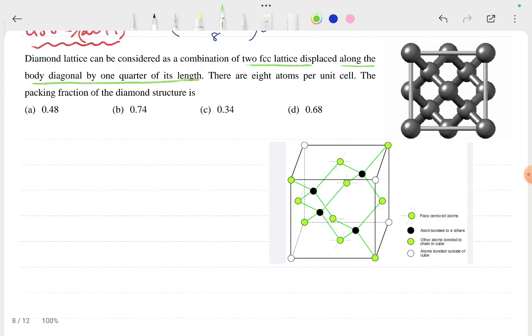Diamond lattice can be considered as a combination of two FCC lattices displaced along the body diagonal by 1/4 of its length. There are 8 atoms per unit cell. Please remember this point. For diamond crystals, the number of atoms per unit cell is equal to 8. This is very important information. And the packing fraction of the diamond structure, we just focus on that.